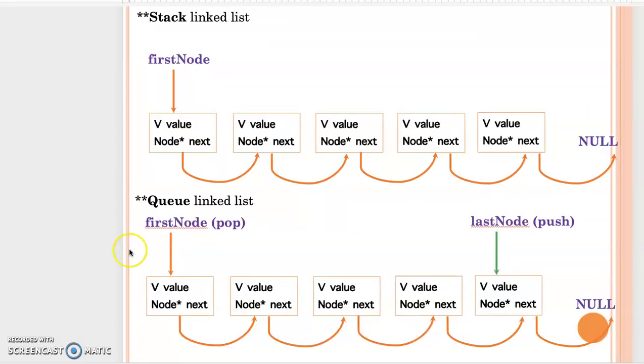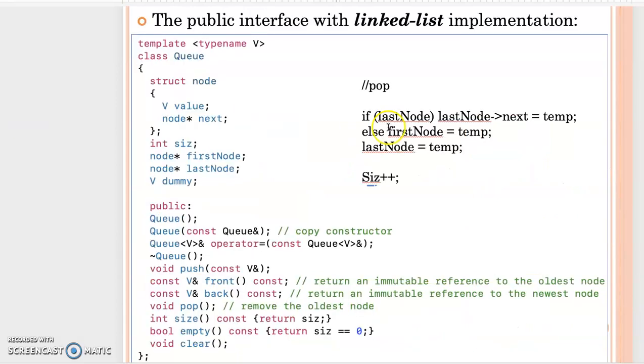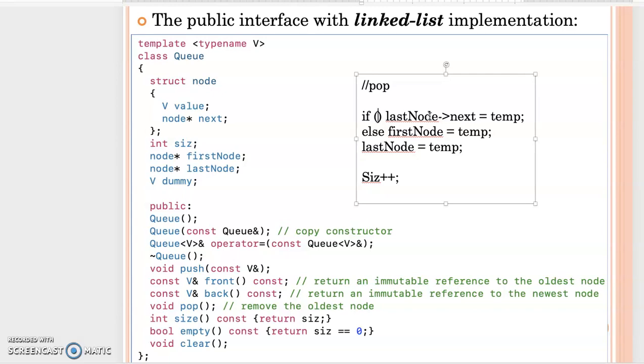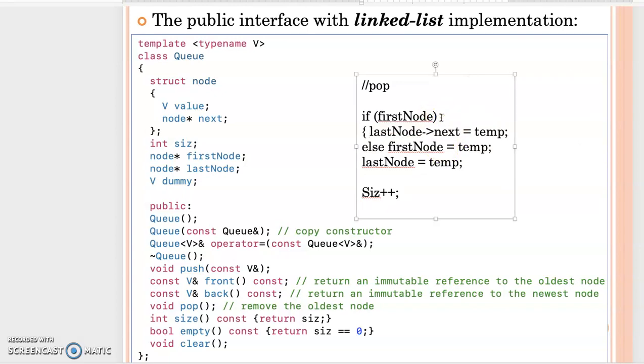You see your pop is from the first node. We just need to find a way to have the first node point to the next one, then we delete this node. So your pop is the same as before, like your stack. If you have your first node, what we need to do is still have a node temp assigned equal to the first node.